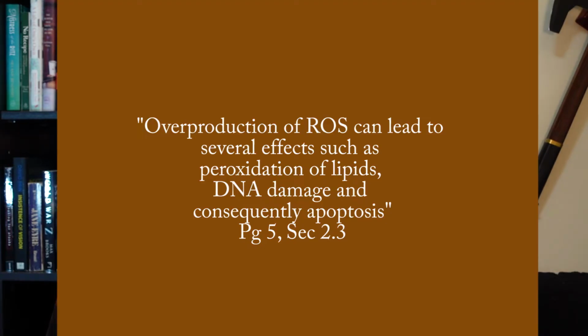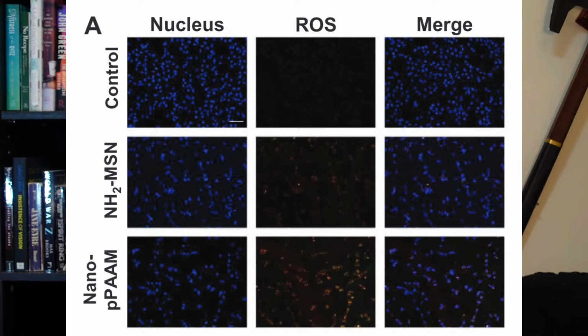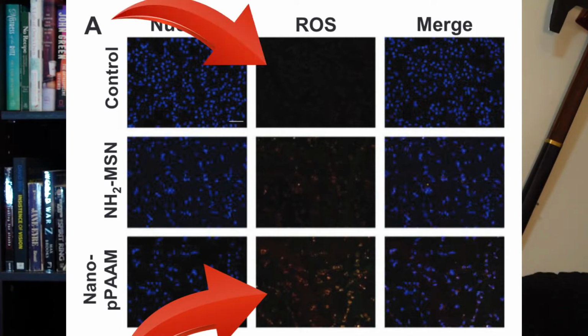They then moved on to look at the action of the payload. It stimulates the reactive oxygen species that are the waste products of several cellular processes to build up. Overproduction of ROS can lead to several effects, such as peroxidation of lipids, DNA damage, and consequently, apoptosis. So they checked the ROS levels. They checked via fluorescence that there were more reactive oxygen species in the nano-ppam set than the control.